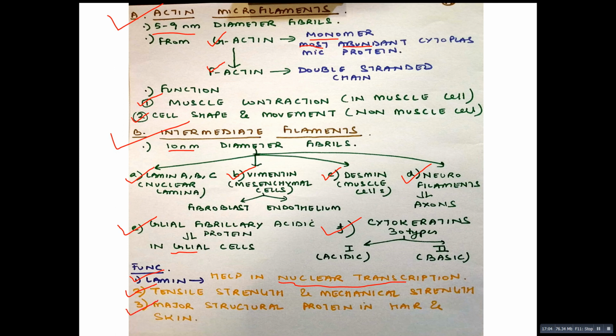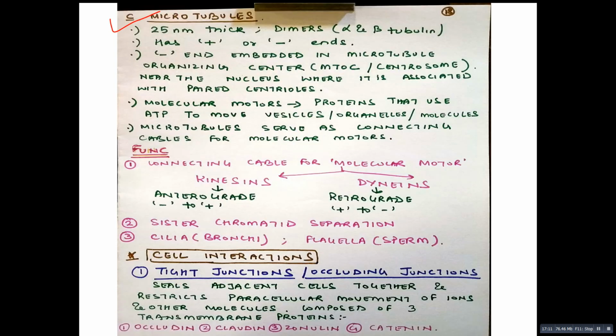Third being the microtubules. Again a very important question comes. It is 25 nanometer in diameter or thickness. It is usually a dimer of two proteins, alpha and beta tubulin. It has a positive and a negative end. The negative end is embedded in the microtubule organizing center called MTOC or the centrosome, which is present near the nucleus, where it is associated with a paired centriole.